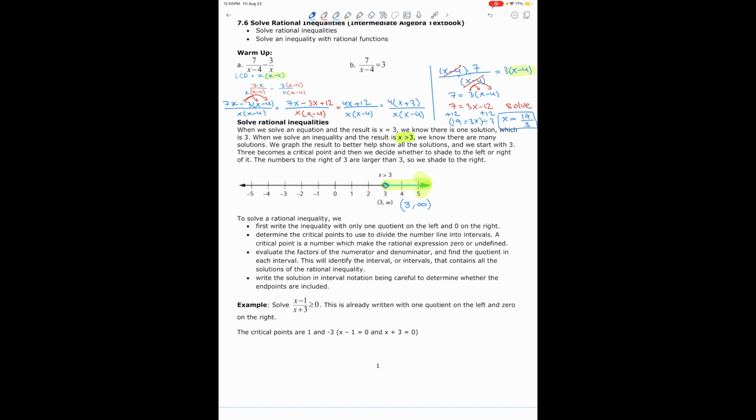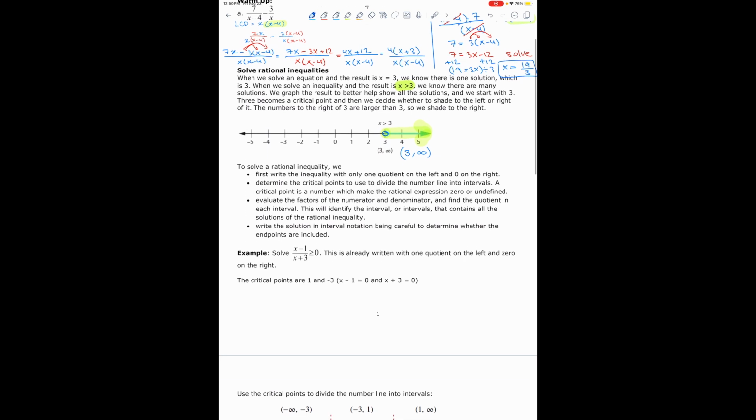The next step is to determine the critical points to use to divide the number line into intervals. And a critical point is basically a number which makes the rational expression 0 or undefined. So we're going to look for these numbers. I will show you how to do that.